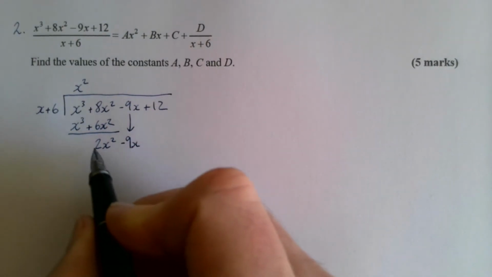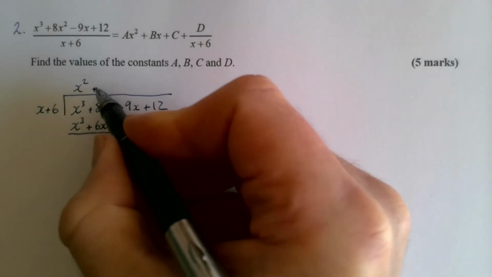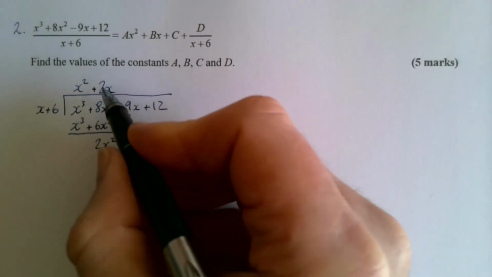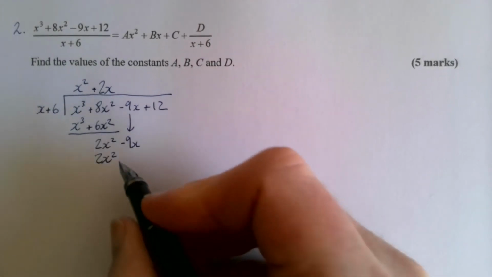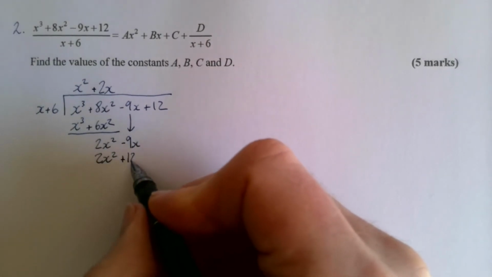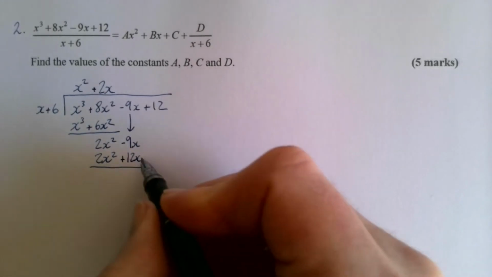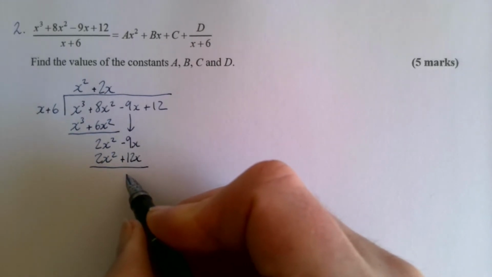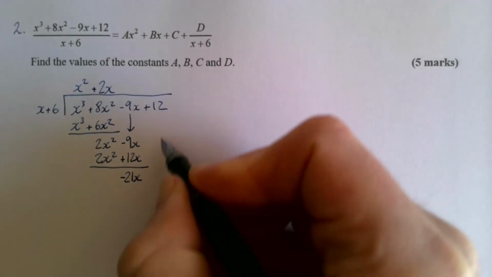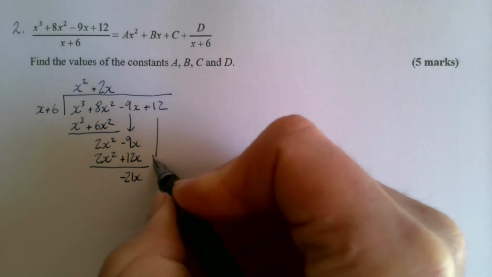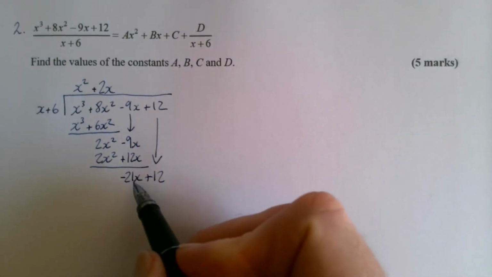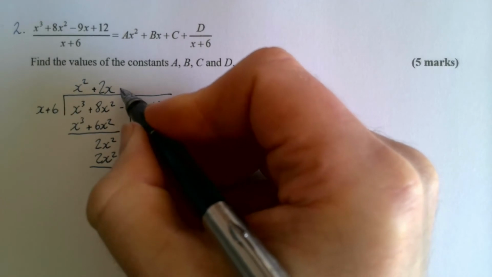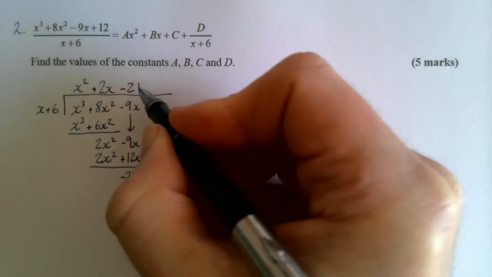And we divide the x into the 2x squared, which gives us 2x. Times 2x by x gives you the 2x squared. 2x times 6 gives you 12x. Take this expression from that one. 12 from 9 is negative 21x. Drop the plus 12 down. Divide negative 21x by x, and it gives you negative 21.